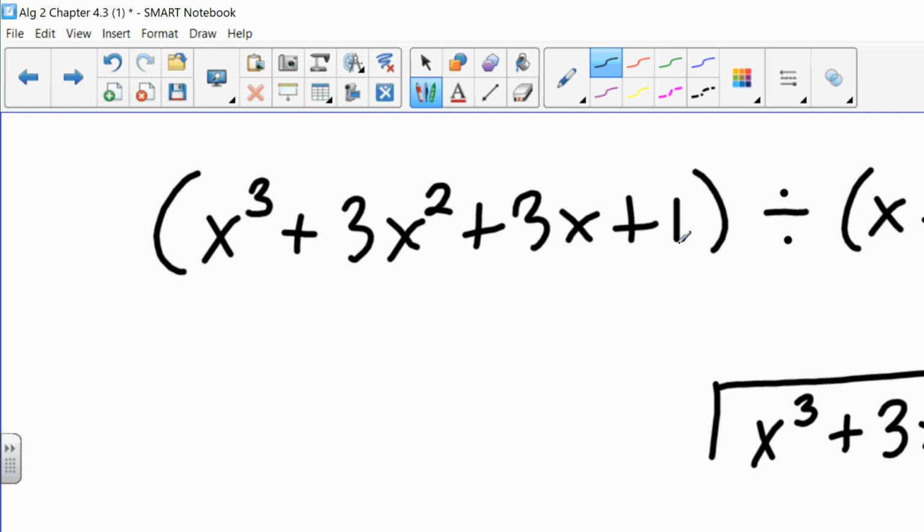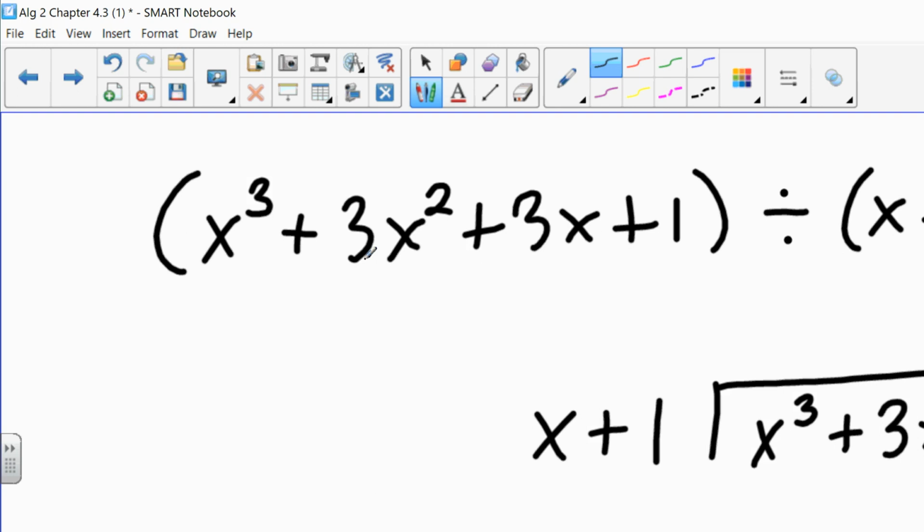3x plus 1. Now, if there are any gaps, any powers that aren't listed, we need to fill them in. For this one, the biggest exponent is 3, because x to the third. Since x to the third is the biggest one, we'll need a term with x cubed, a term with x squared, a term with x, and a constant term. We need them all. So if we were missing an x squared or an x, we would fill it in with 0x squared or 0x. We need each one of them. Now the one that goes outside would be our x plus 1. Any questions on this so far?